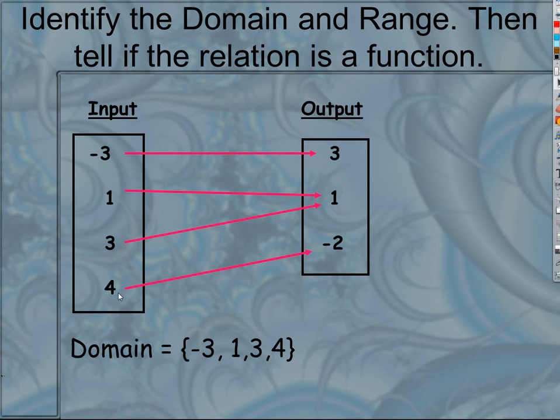The fact that I happen to get the same y value for two different x values really doesn't matter. Okay. Does that make sense?